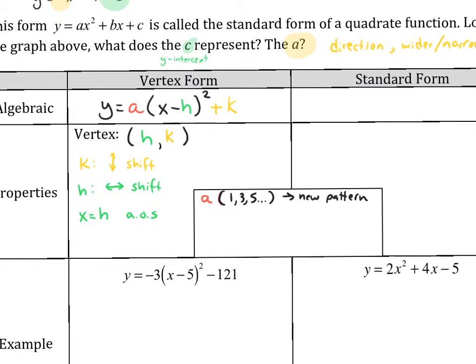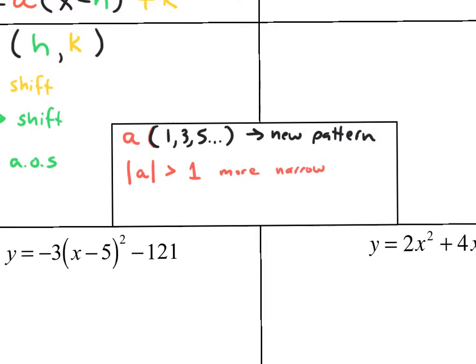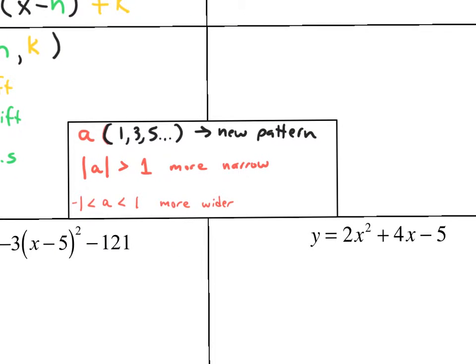So, as a reminder, if the absolute value of A is greater than 1, then it's narrower, more narrow. I didn't leave a lot of space in here, so I apologize. Next, we also know that if A is between -1 and 1, it's wider or more wide. So as I said, I'm going to try to squeeze it in here, that if A is positive, it opens up. And if A is negative, it opens down.